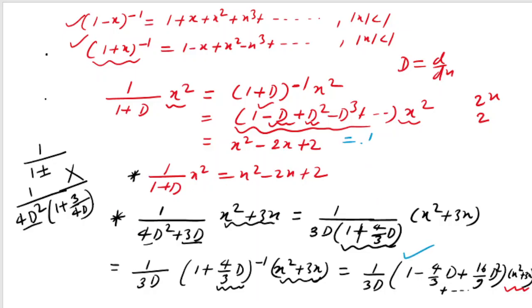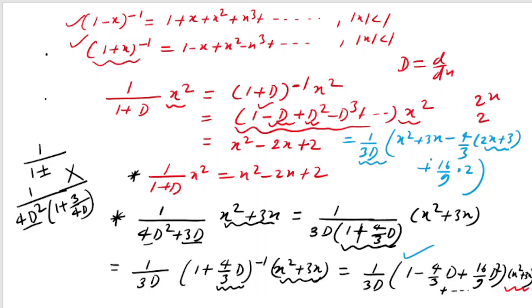So I will get 1 by 3D, right? And we have 1 into x square plus 3x, so I will write x square plus 3x, and minus 4 by 3, and derivative of x square plus 3x. So what you will get? You will get 2x plus 3, and then plus 16 by 9, and derivative of 2x plus 3 is equal to 2. Now you will simplify this expression, and you will operate 1 by D, means you will integrate it, and then finally you will get the result.